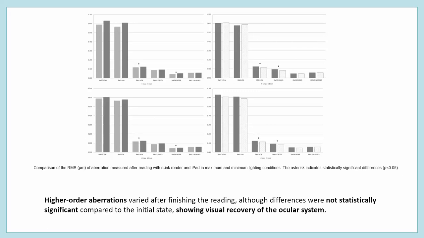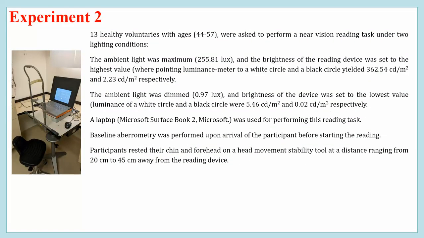We also saw that higher order aberration varied after finishing reading, although differences were not significant compared to the initial stage, showing visual recovery of the ocular system because our subjects were young. In our second experiment, we used 13 healthy volunteers who were developing presbyopia.